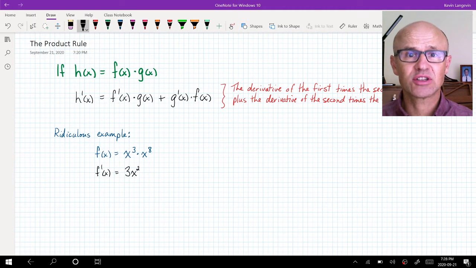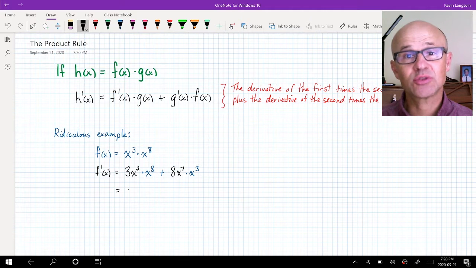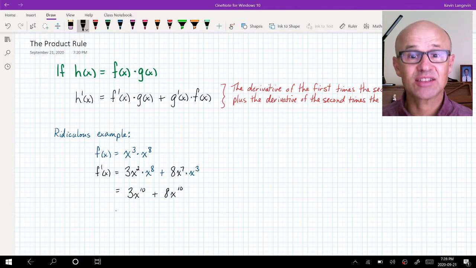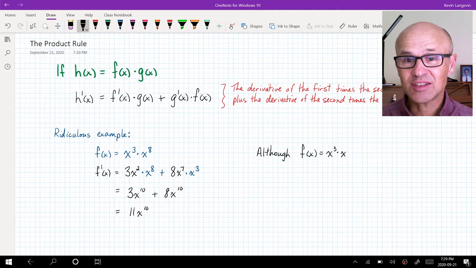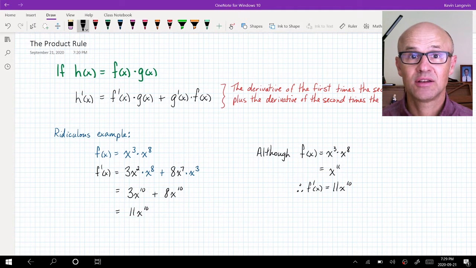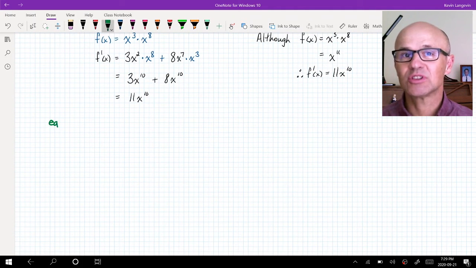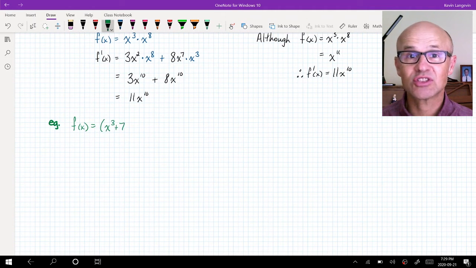So suppose my two functions are x cubed and x to the 8. The derivative of the first, 3x squared, times x to the 8, plus the derivative of the second, 8x to the 7, times x cubed, the first. We can simplify these and put them together. Now, realistically, we could have just multiplied x cubed times x to the 8, gotten x to the 11, and taken the derivative of that. I just wanted to use this example to demonstrate that, in fact, the product rule does follow a series of steps which does get us to the final answer.